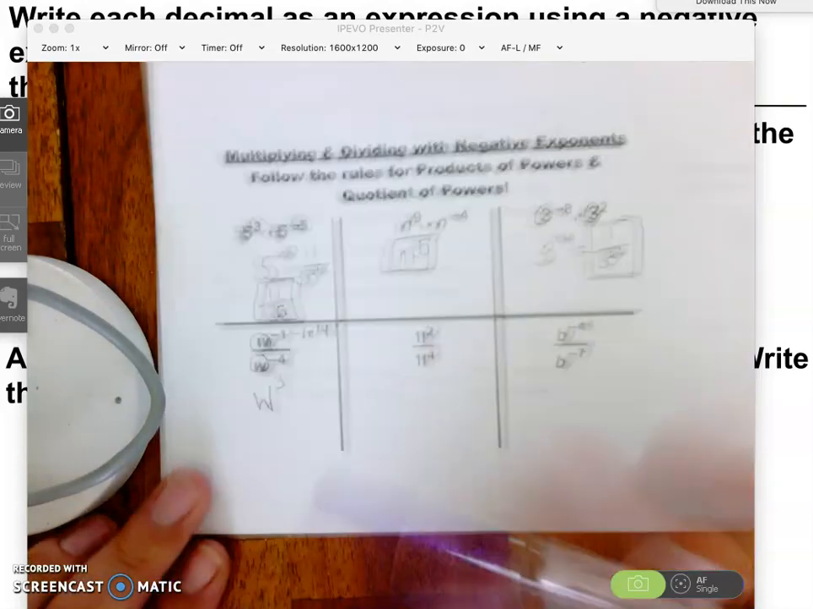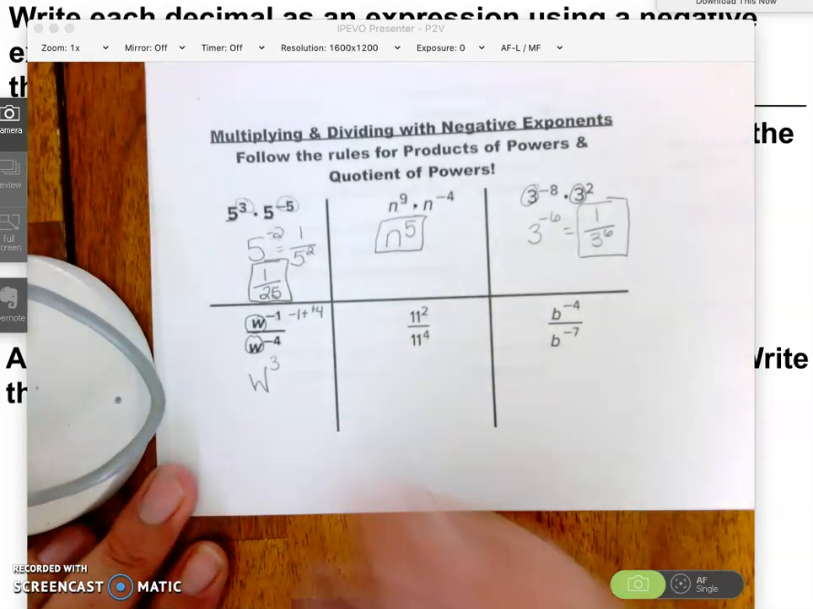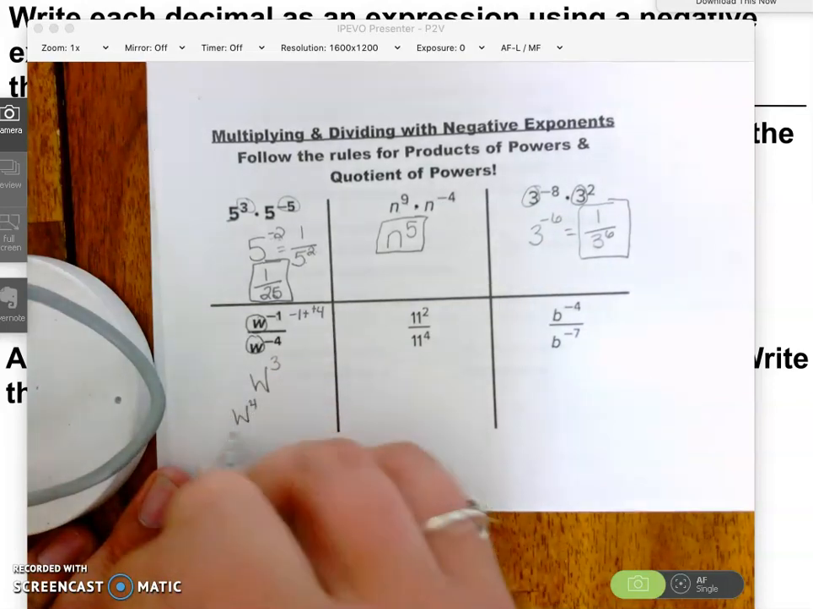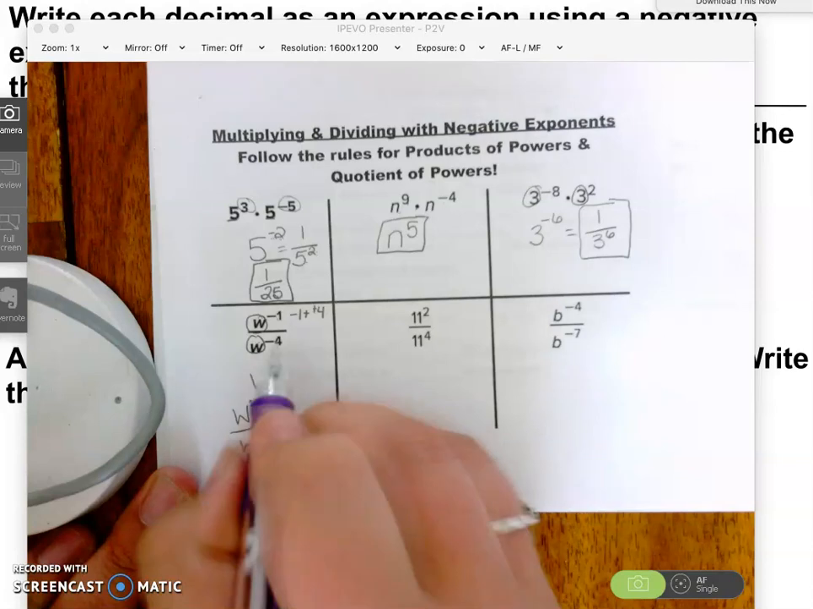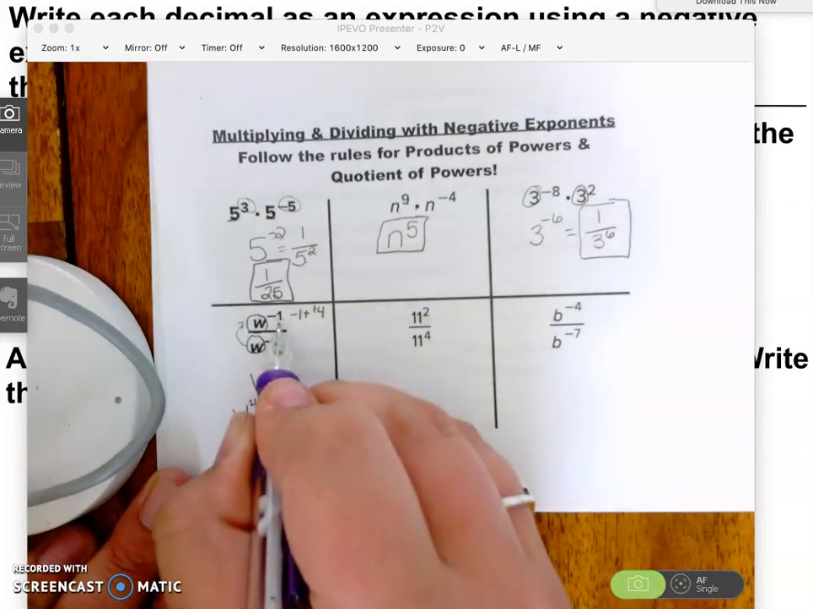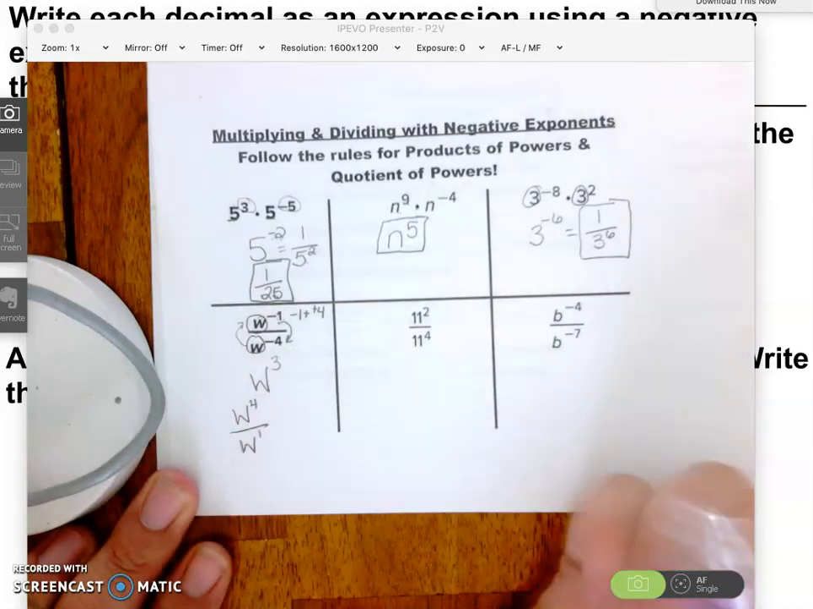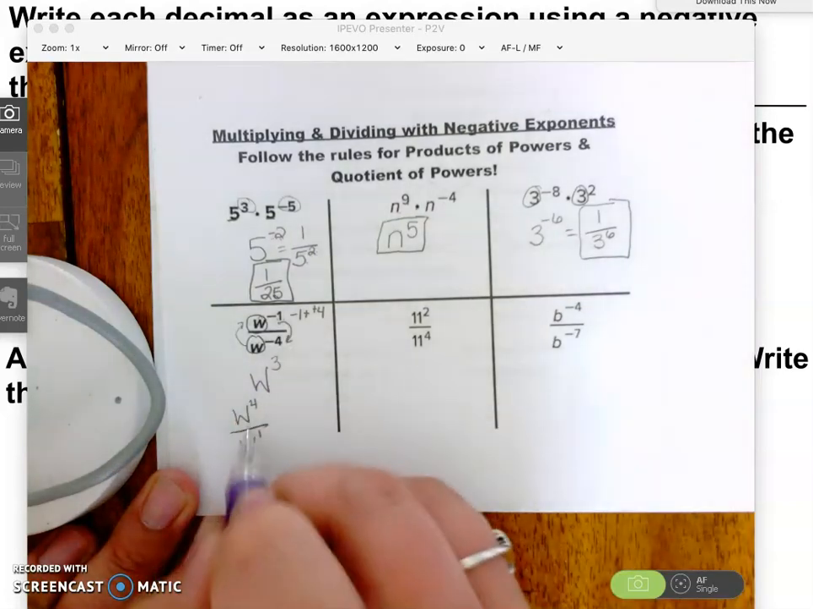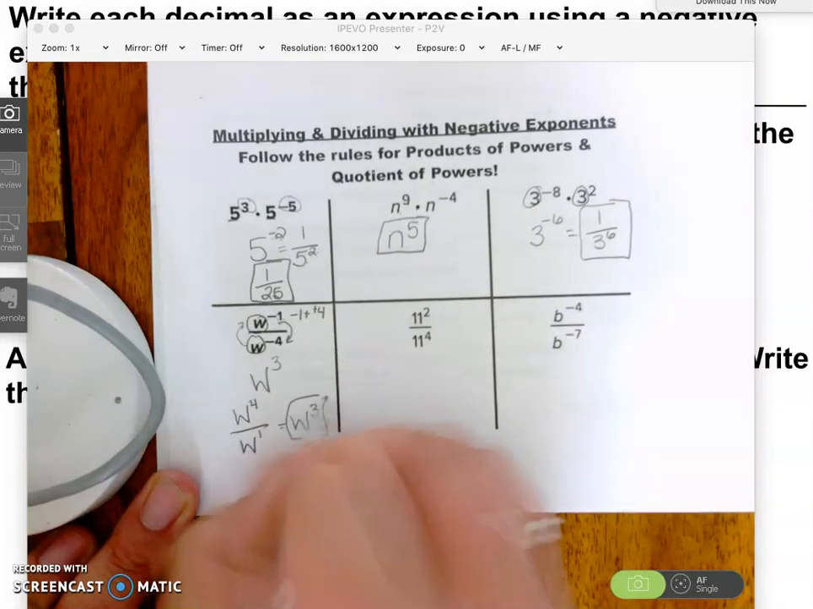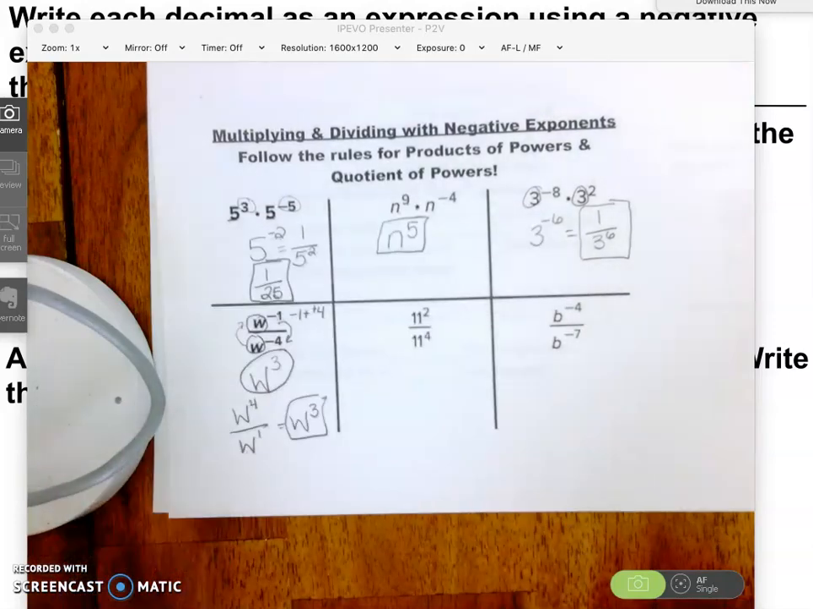Now, I'm going to do it one other way, because there is another way you can do this. I can flip these around, and then I get both of them positive. Remember, if I have a negative and I move it to the top, it becomes positive. Same with if it's on top. If you move it to the bottom, it becomes positive. So here, now I have w to the 4th, w to the 1st. Subtract them, I get w to the 3rd. I got the same answer. It was just two different ways of doing it.